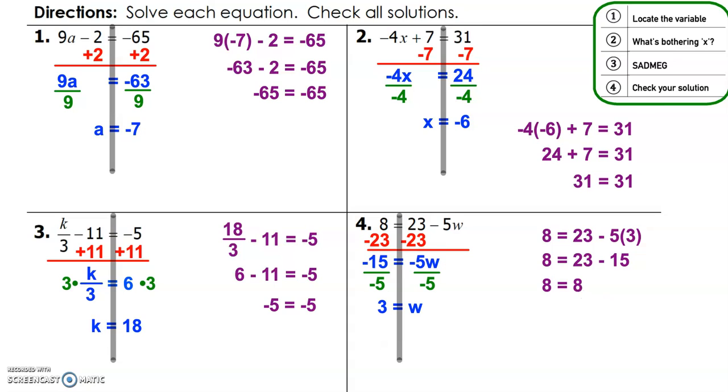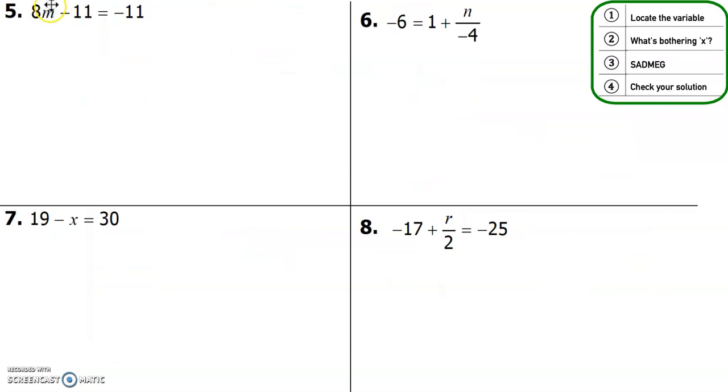All right, the next few examples. Okay, I'm going to draw that line through that equal sign. What's bothering m? I'm subtracting 11 and multiplying by 8. Using SADMEG, I'm going to get rid of the 11 first, where I have 8m equals 0. Now I divide by 8 on both sides. 0 divided by 8 is 0.